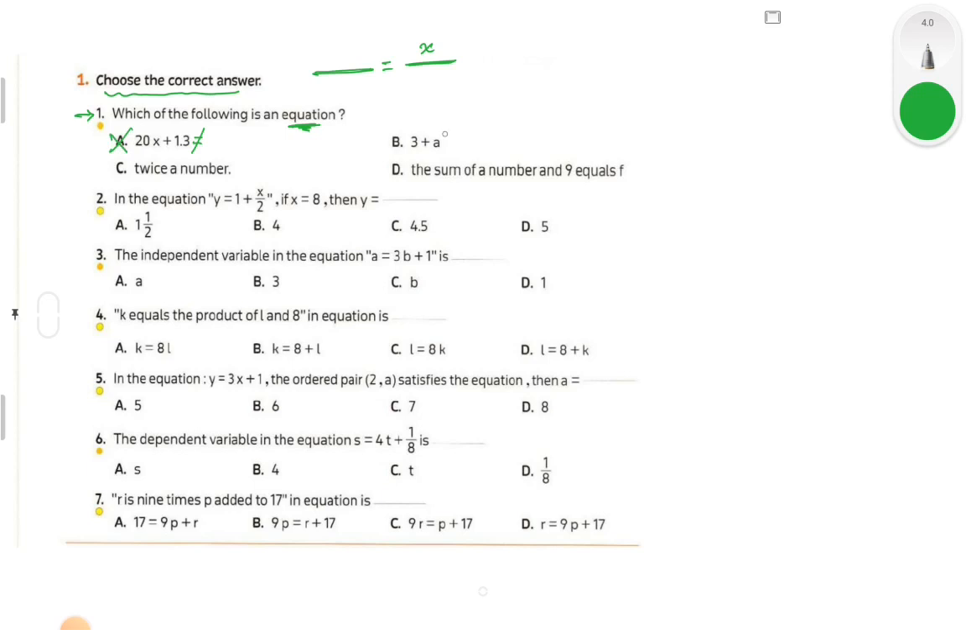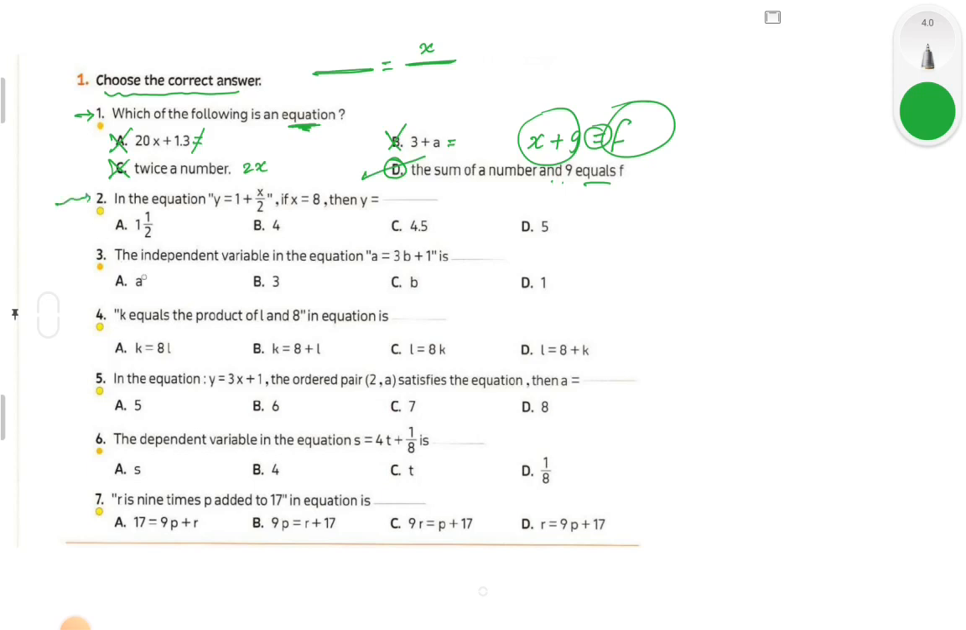That's false. 3 plus a. There is no equal. False. Twice a number, like 2x, is not an equation. The sum of a number and 9 equals f. The sum means add, of a number like x, and 9 equals f. Now I have a left side and a right side with an equals sign in between. That means this is an equation.